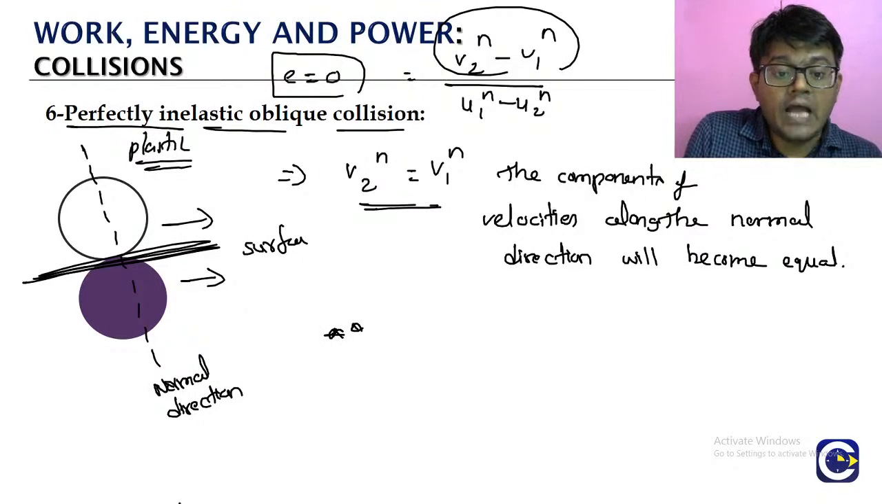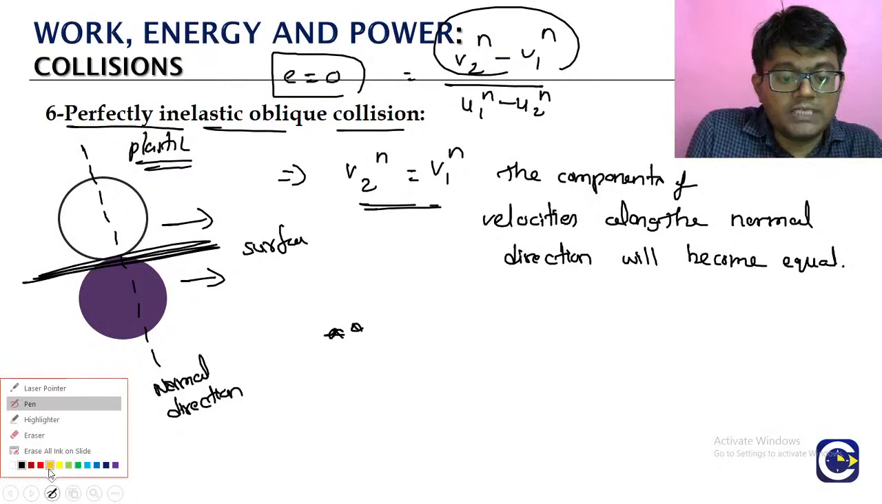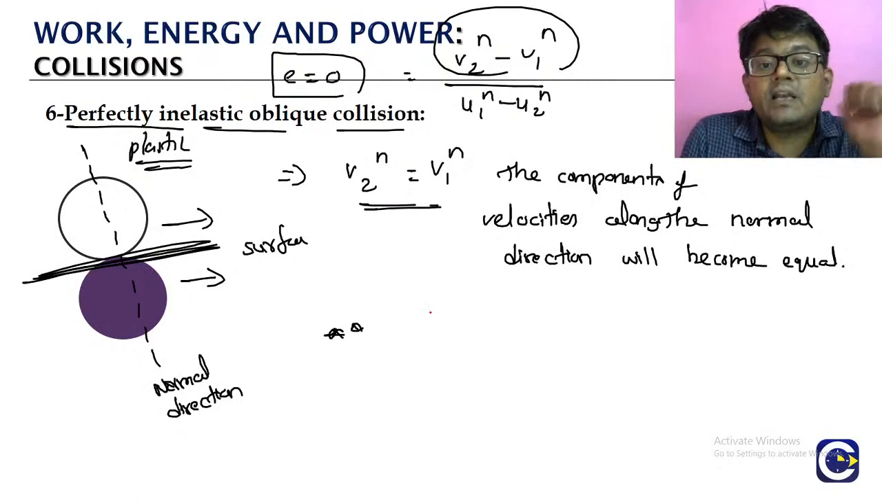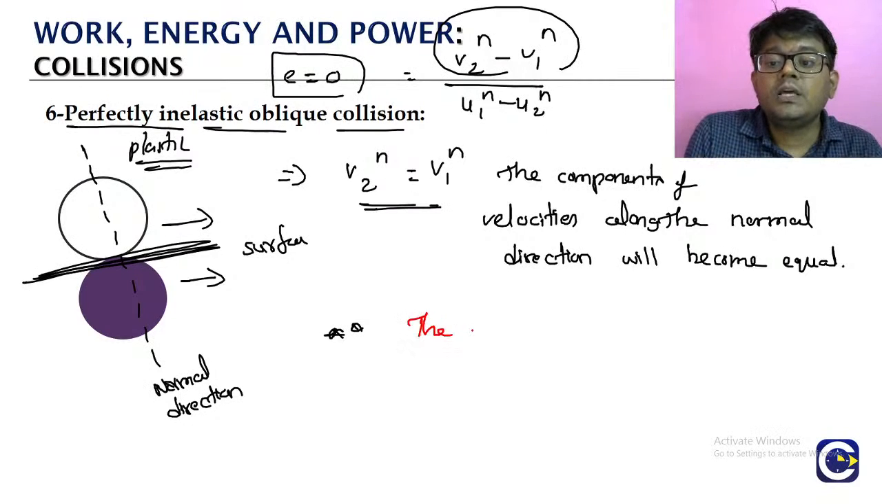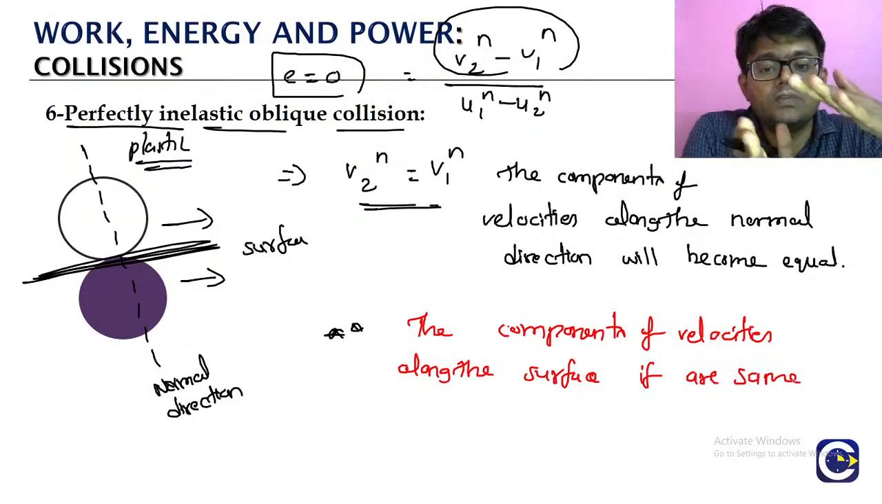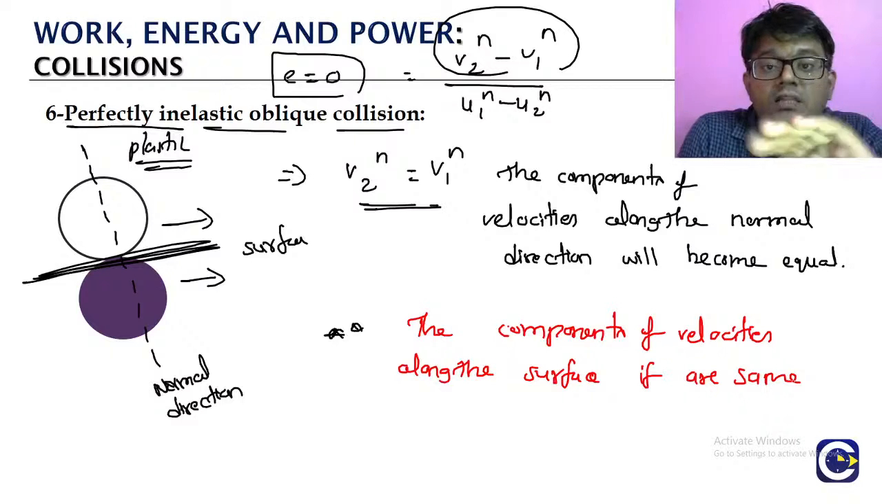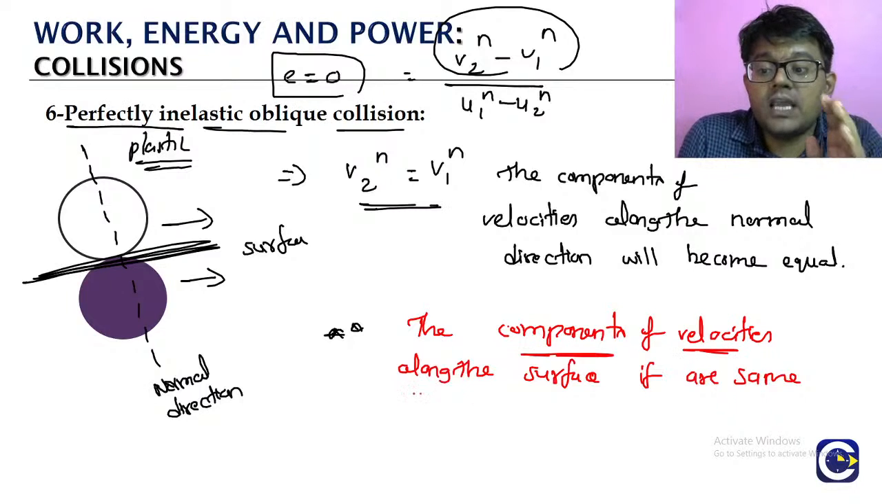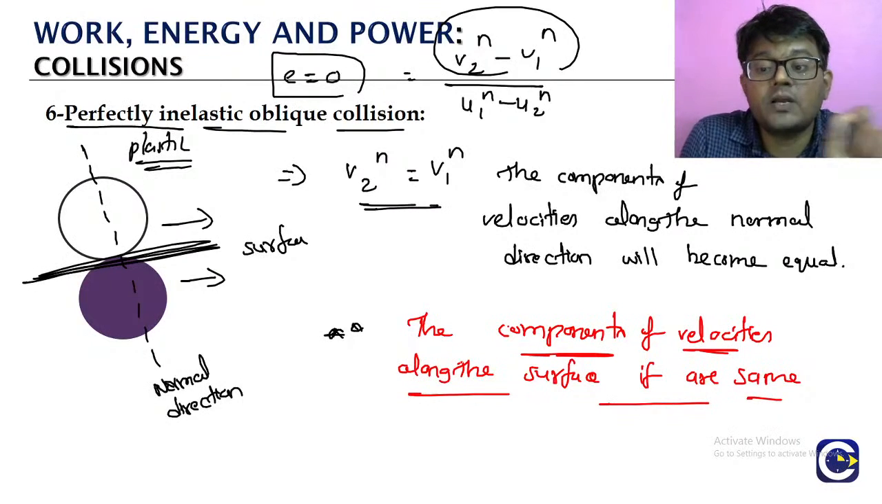So here we can look at this as a condition. If you want to have the objects move together, when will that situation arise? It will arise when the components of velocities along the surface are same. After collision anyway, the components of velocities along the normal are becoming same. If the components of velocities along the surface are already same, then, because they will not change, the objects move together.